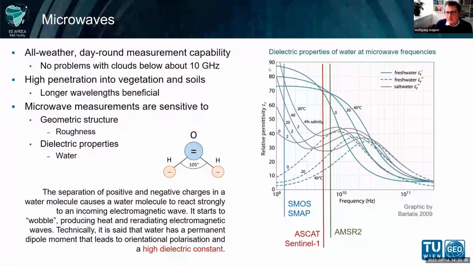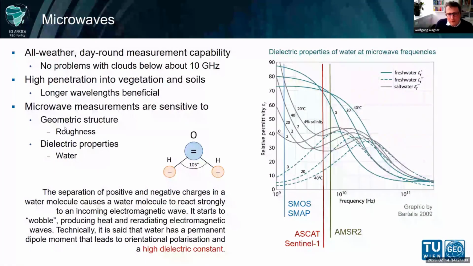Here you see the frequencies indicated by the blue line of SMAP. And here you see the frequency where the ASCAT and Sentinel-1 are operating, and here the one of AMSR2. If you go to frequencies much beyond 10 gigahertz, you lose the sensitivity to the response to the water molecules, or soil moisture, for example, in the soil. And you cannot measure that quantity that easily any longer.